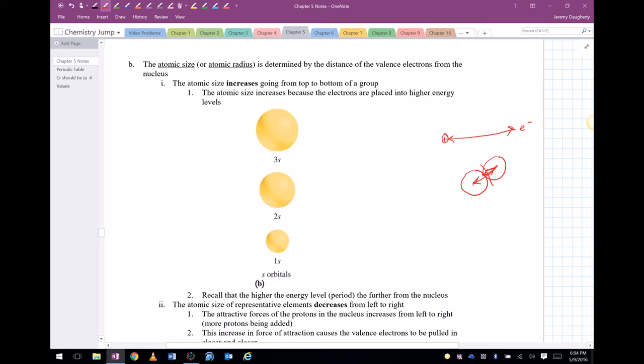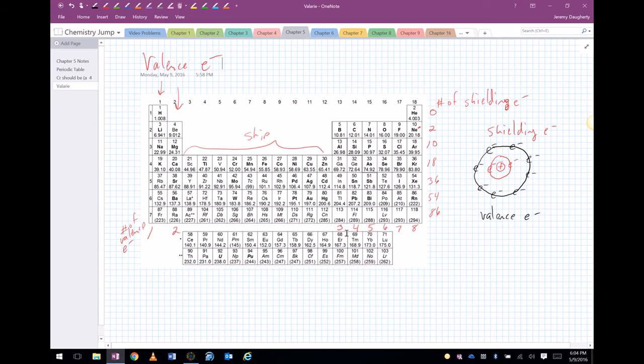All right, so for a group, the atomic size increases going from top to bottom of a group. Let me show you what that means. Here's our periodic table. That means that hydrogen is small, francium is big. So the atomic size increases as you go down a group. Now we're going to come back and explain that in a second.